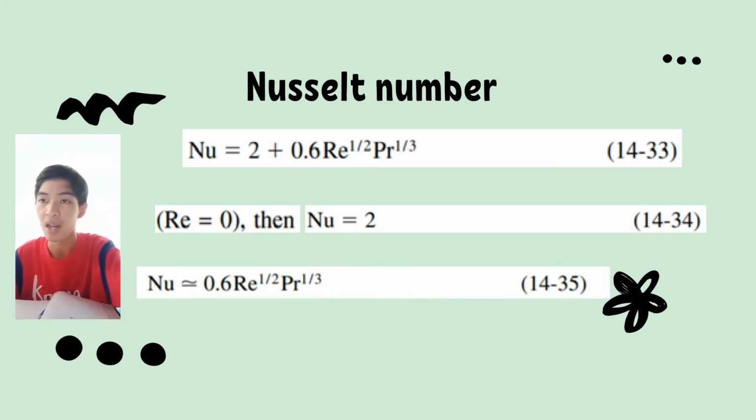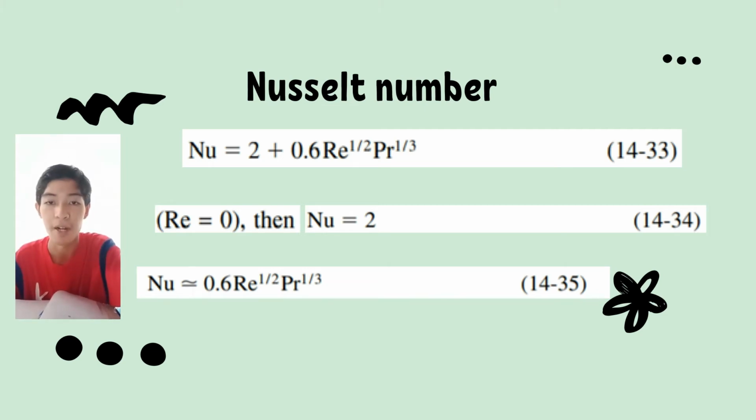The heat transfer correlation relating the Nusselt number to the Prandtl and Reynolds numbers for flow around a sphere is this formula. When the Reynolds number becomes 0, the Nusselt number becomes 2. And at higher Reynolds numbers, in which the boundary layer remains laminar, we can neglect the 2. Thus, the Nusselt number will become 0.6 times the square root of the Reynolds number, times the cube root of the Prandtl number.